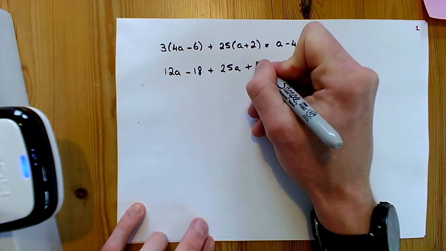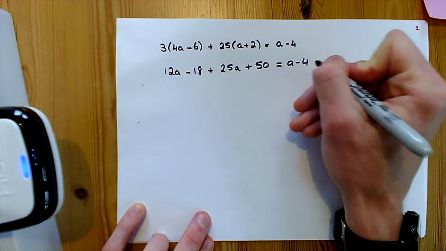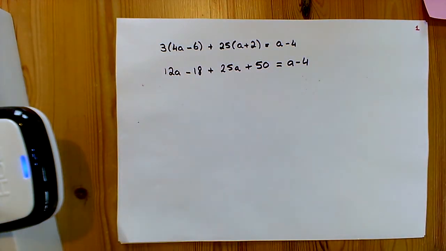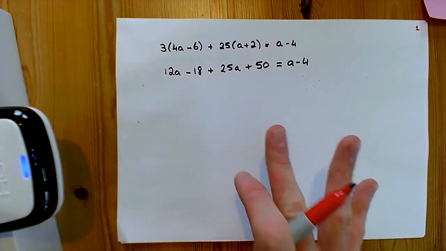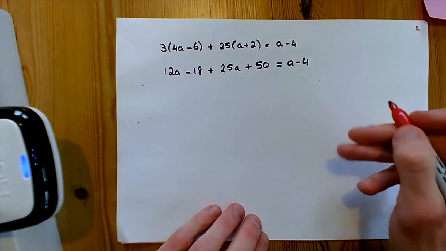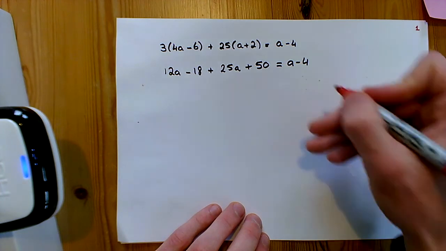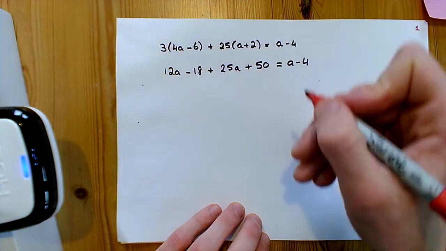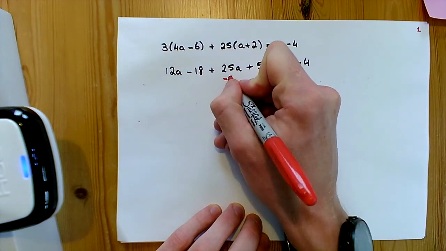25 times 2 gives me 50, and that is still equal to a minus 4. And what we do now is we would like to move our variables to one side and our constants to the other. So I'm actually going to bring all of my variables to the left, and I'm going to make sure I have all my constants over on the right. So if we keep in line with what we were doing there, to get my variables over here on the left, I need to subtract a from both sides.